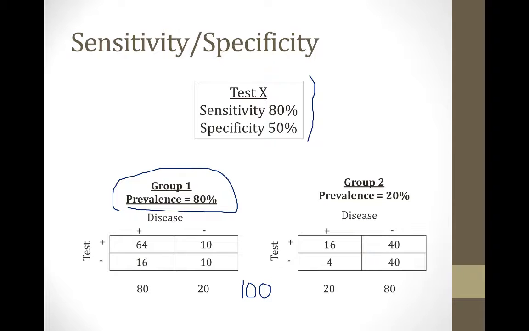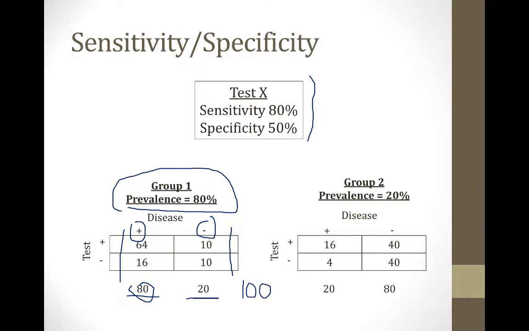And then I'm going to split them up in terms of disease positive and disease negative patients based on the prevalence. So if the prevalence is 80%, then I'm going to write the number 80 right here. And if 80 of the 100 patients are over here, then the other 20 must be right here. So 80 represents the total of all the patients in this column, disease positive patients. And 20 represents the total of all the patients in this column of disease negative.